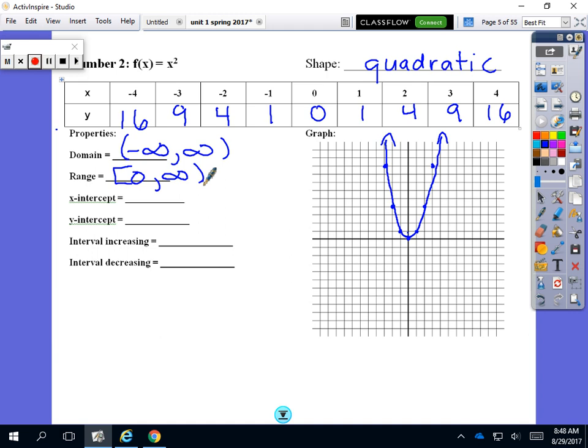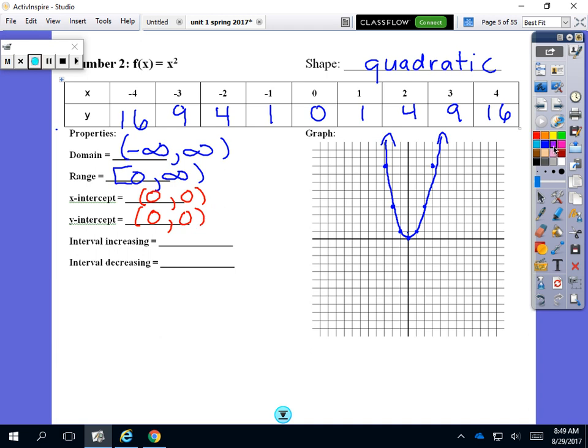Now let's look at our x-intercepts. X-intercept, again, is where y equals 0. Where y equals 0, x also equals 0. So your x-intercept is, again, (0, 0). Now look at the y-intercept. Where x equals 0, y also equals 0. So your x and y intercept for the parent function of a quadratic is (0, 0). The x and y intercepts are both (0, 0).